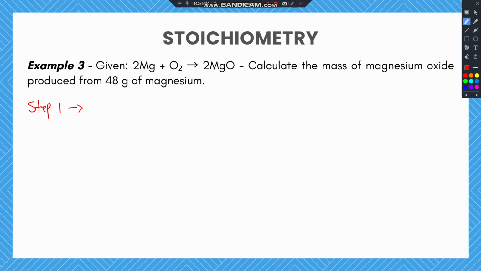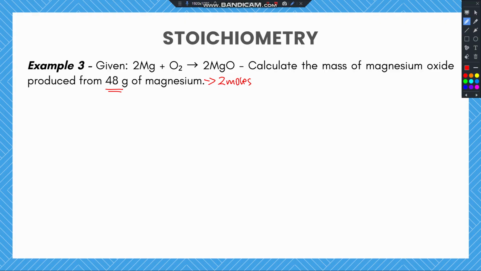So we have 48 grams of magnesium. The number of moles will be equal to the mass divided by the molecular mass. The mass of magnesium is 48. This becomes divided by the molecular mass of magnesium. Magnesium exists as a monoatomic molecule, and the atomic mass of magnesium is 24. So we have 48 divided by 24, which gives us 2 moles. So what this means is that we've converted these 48 grams of magnesium to become 2 moles.